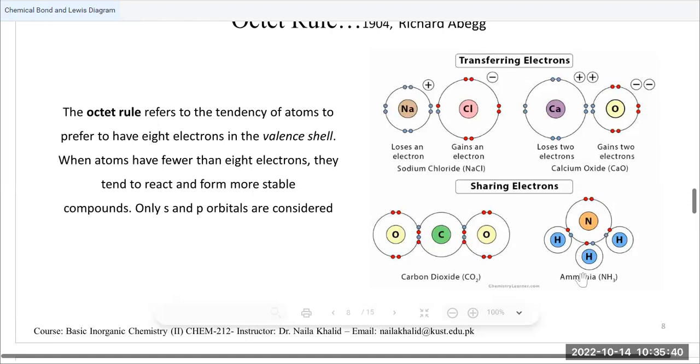Here is another example of a covalent compound, that is the ammonia molecule, NH3. In each case, nitrogen is sharing 1 electron with each of the 3 hydrogens, forming 3 covalent bonds. They still have this electron pair. So you can say that the octet rule is again followed because nitrogen requires 3 electrons. These 3 electrons are shared by 3 hydrogens.